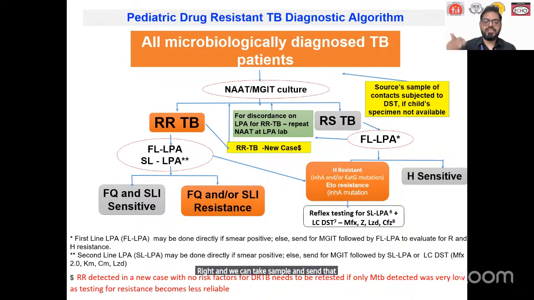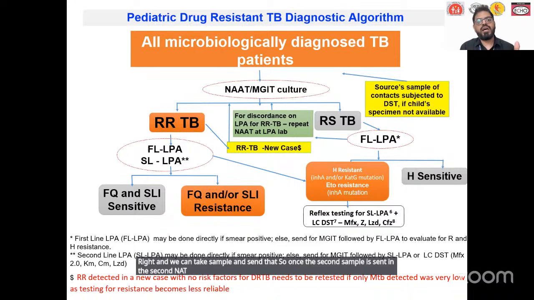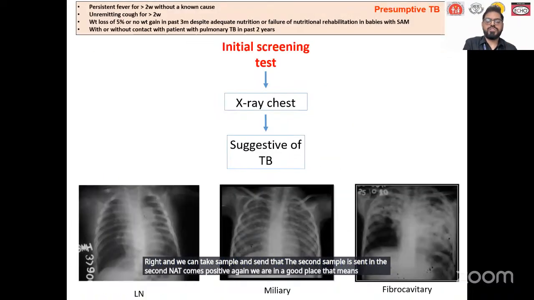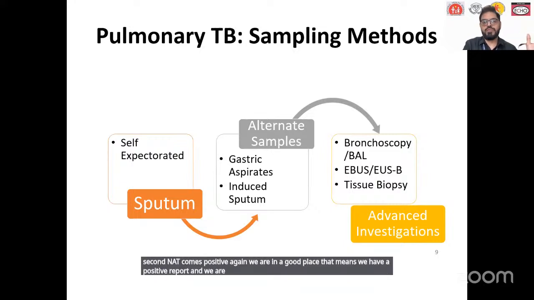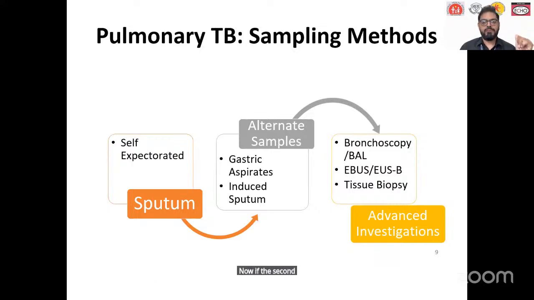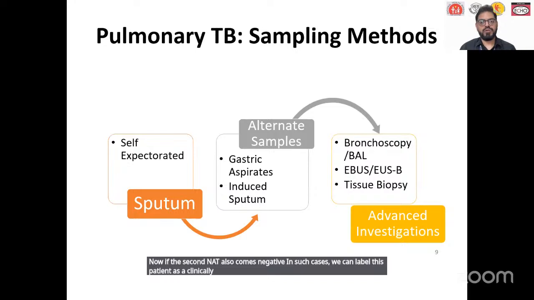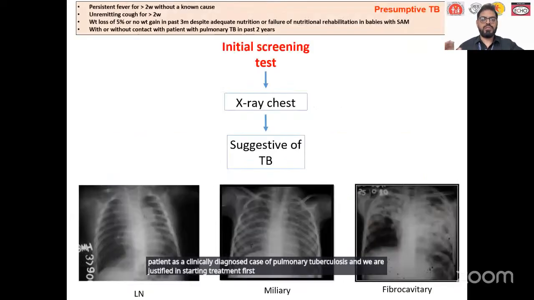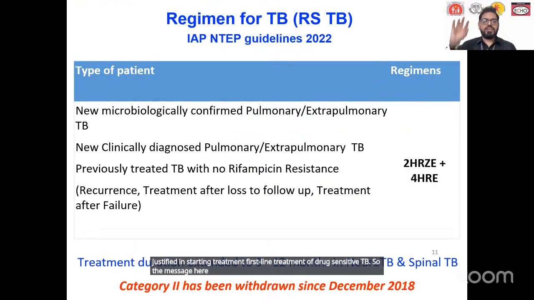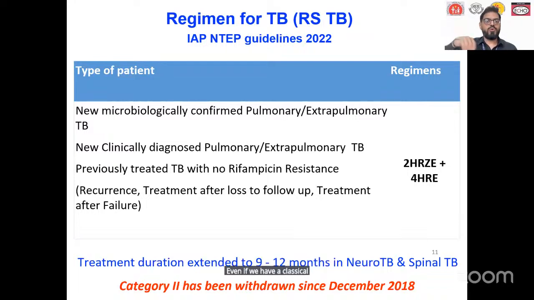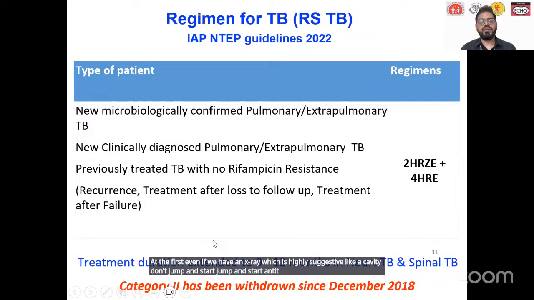Once the second sample is sent, if the second NAT comes positive, again we are in a good place. That means we have a positive report and we are confirmed that it is a diagnosis of TB. Now, if the second NAT also comes negative, in such cases, we can label this patient as a clinically diagnosed case of pulmonary tuberculosis, and we are justified in starting first line treatment of drug sensitive TB. So the message here is very clear. Even if we have a classical presumptive case of TB, don't jump and start ATT at the first. Even if we have an X-ray which is highly suggestive like a cavity, don't jump and start anti-tuberculosis treatment just like that. Make every attempt to have a microbiological diagnosis.